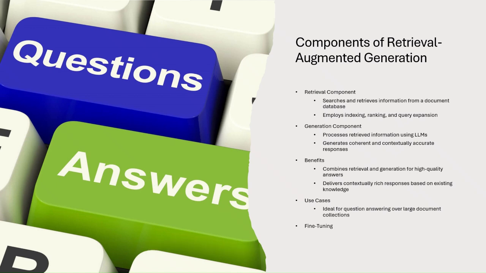So what is the benefit around this? It provides answers based on the existing knowledge, which we call the retrieval model, while also generating contextually rich responses from the generation side. It combines the strengths of both worlds to deliver high quality answers. The use cases which we have recently seen as a part of RAG: it's been useful for question answering across large document collections, where traditional search engines may fall short in providing concise and informative answers.